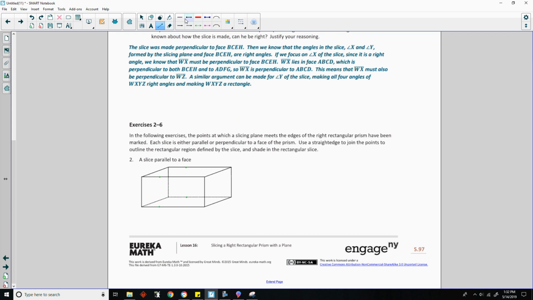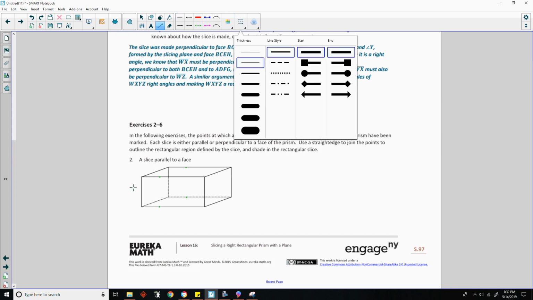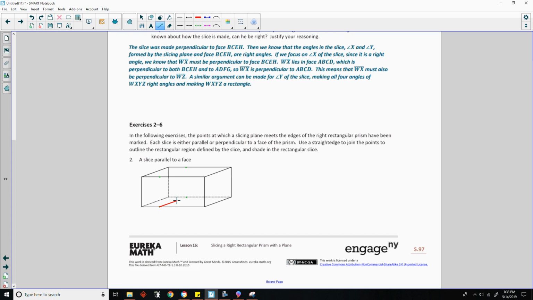Okay, so it's a little different for me on this screen. I will choose red, and I will choose not real thin, but thin. So I'm going to try to do this as accurately as possible. All right, so there's my segment connecting those two dots. Here's my segment connecting those two. And there's the top face, and then finally this piece down to here.